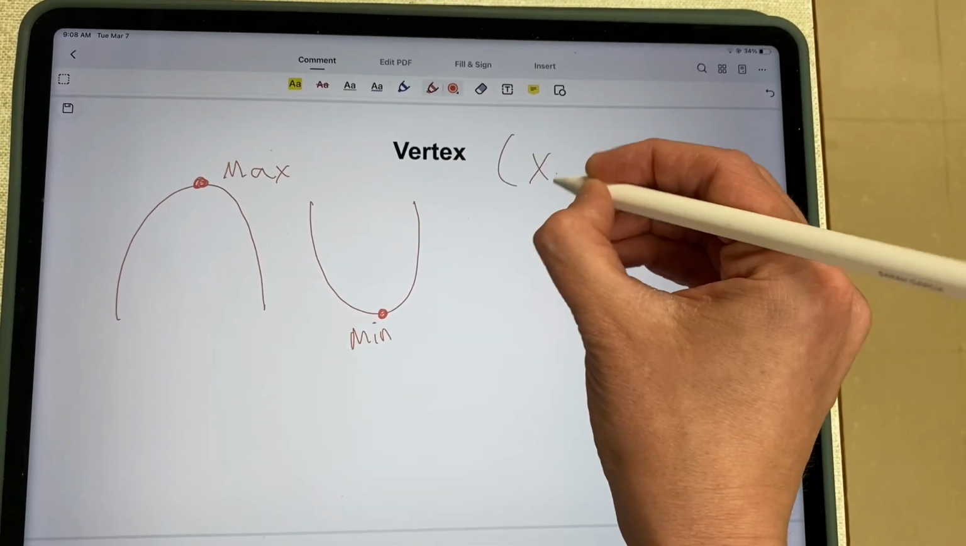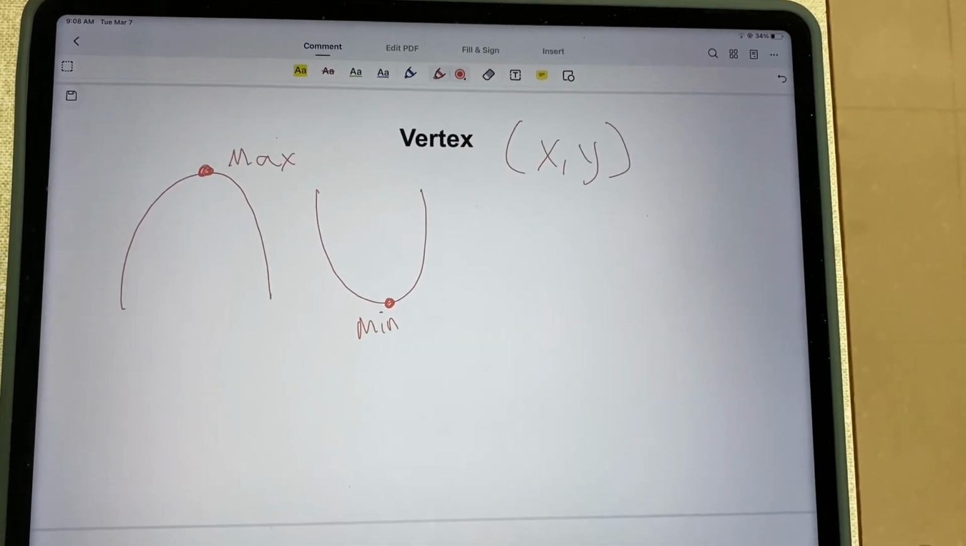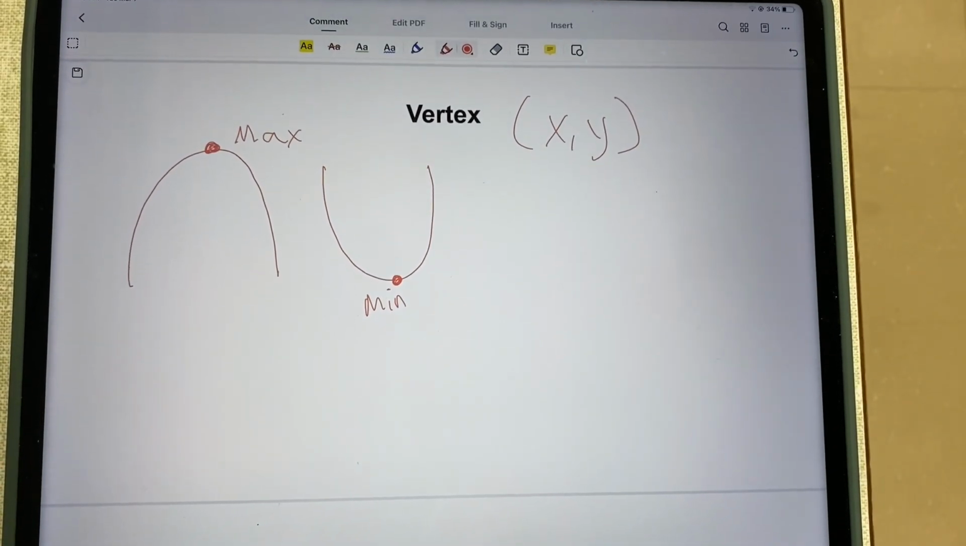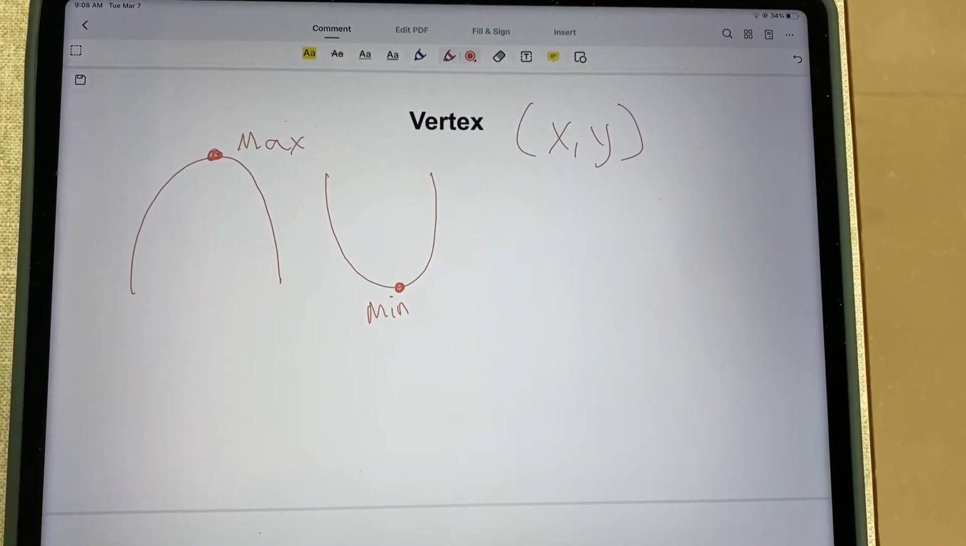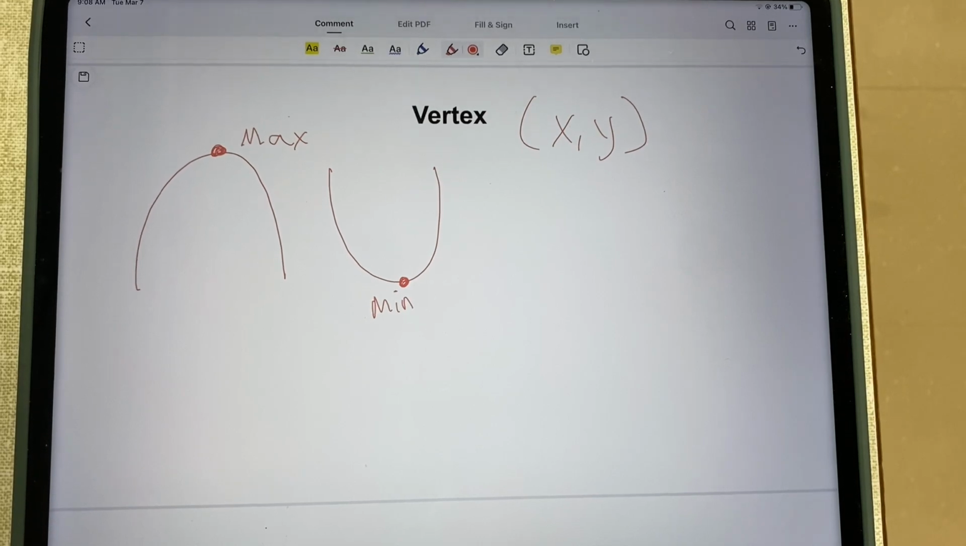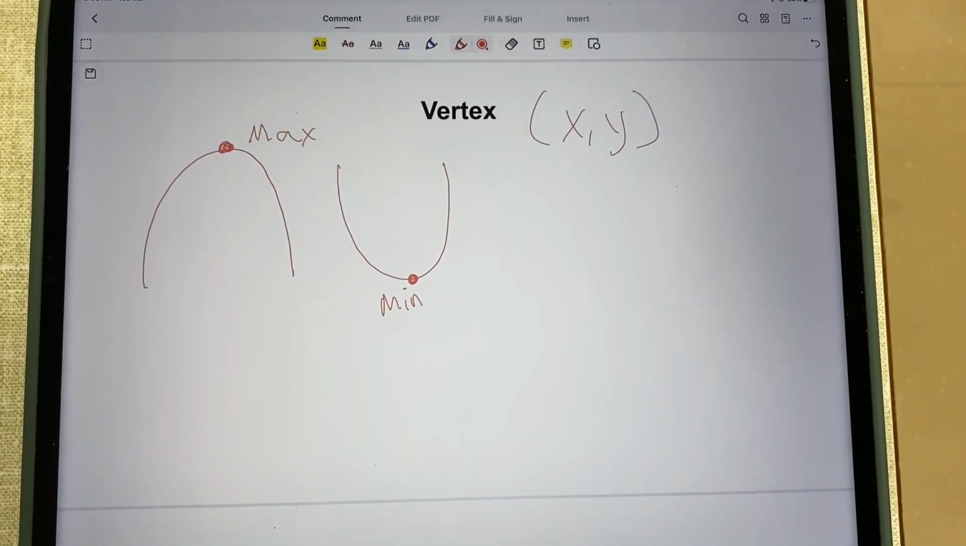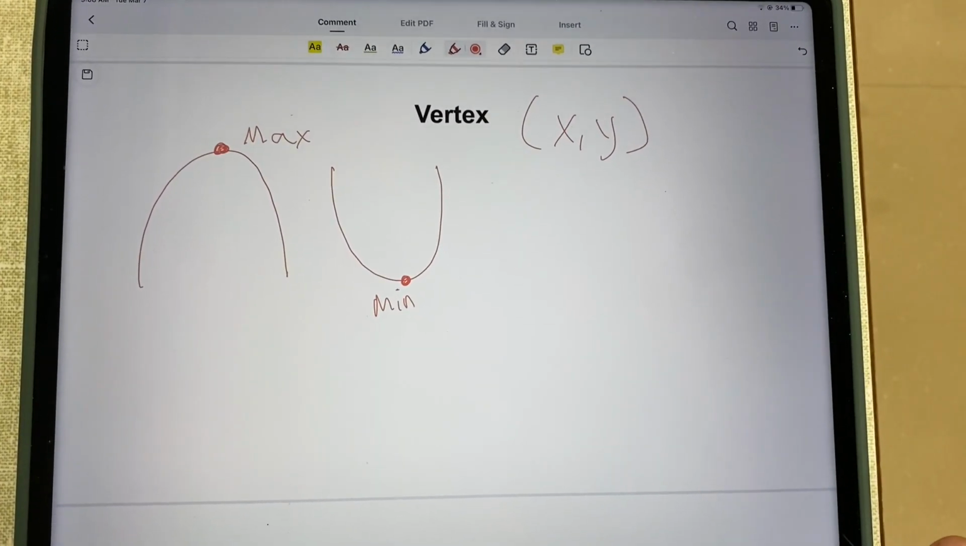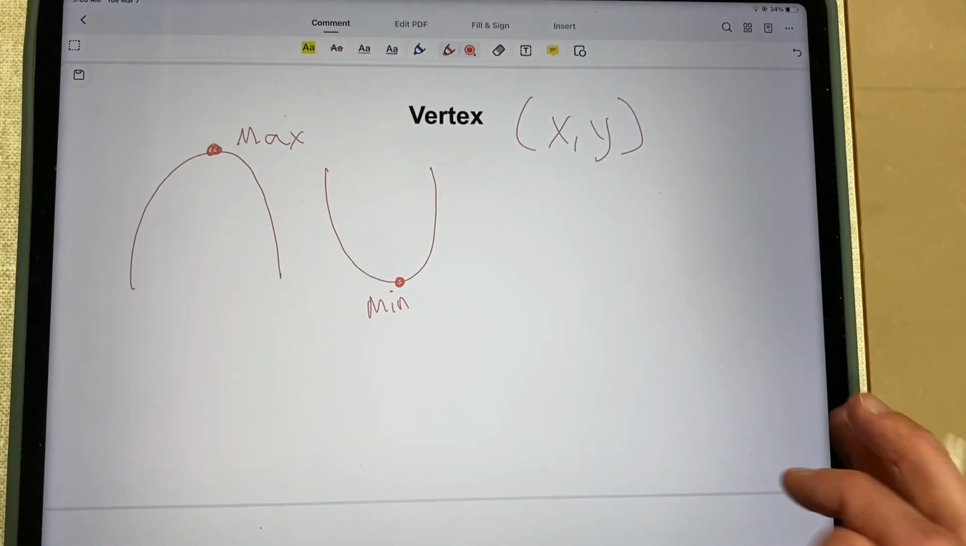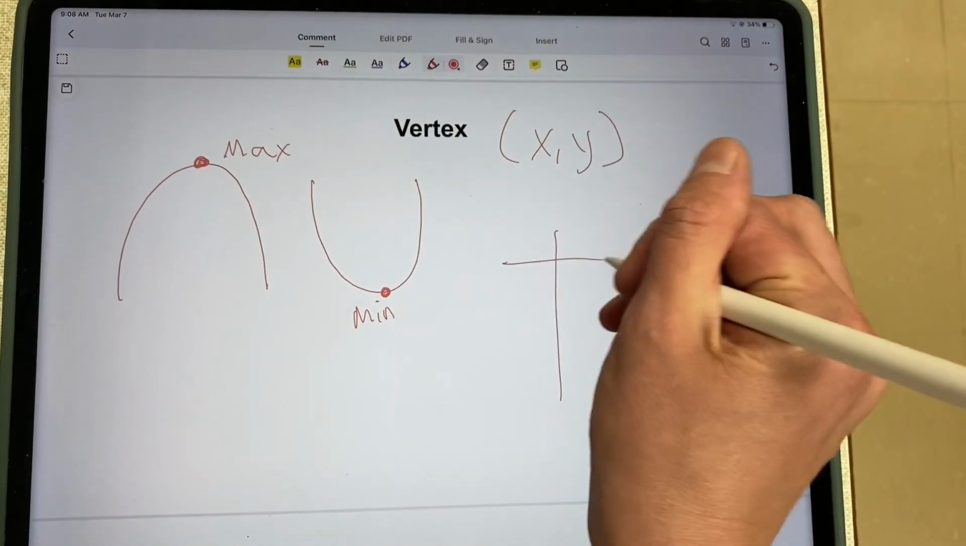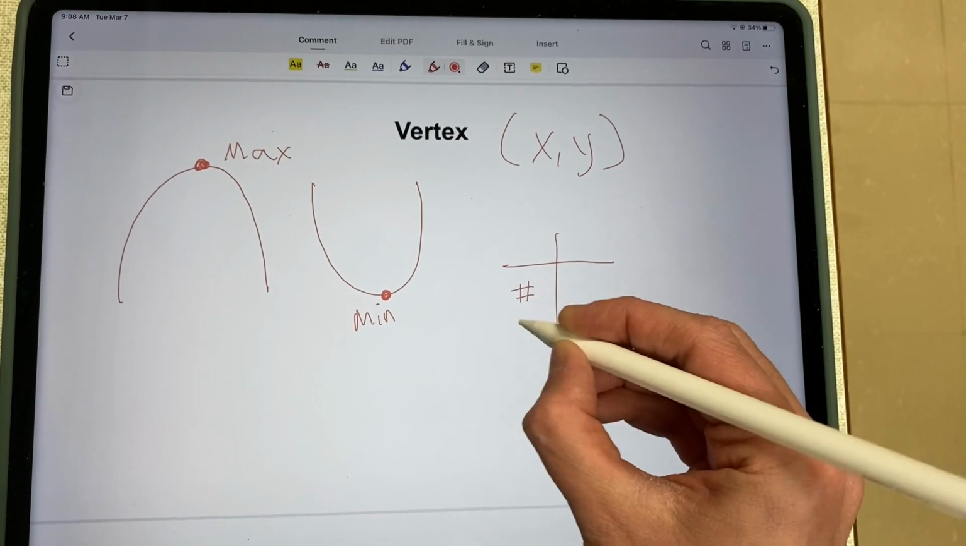Make sure you write the vertex as a point. It is not just one number, it is a point. It's an x and a y. So what is it? It's the max, the min, it's where it changes directions. You can also find it on a table. So remember, you'll have a whole bunch of numbers.